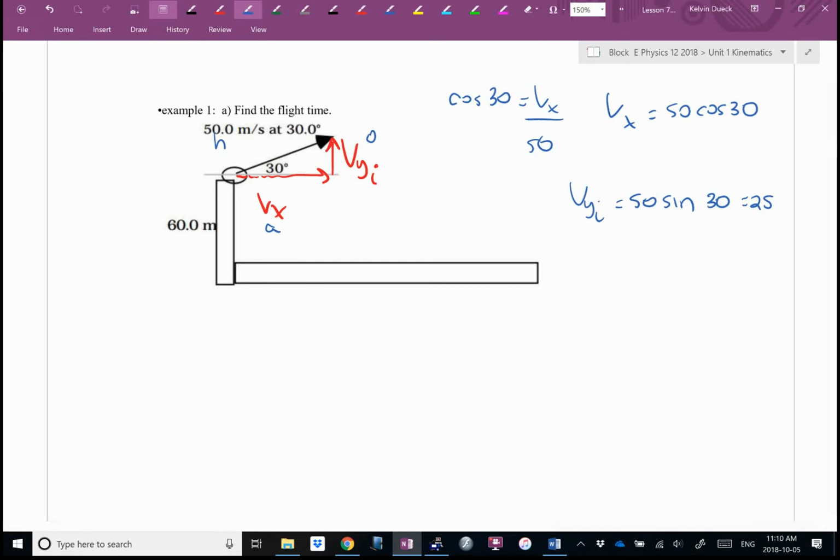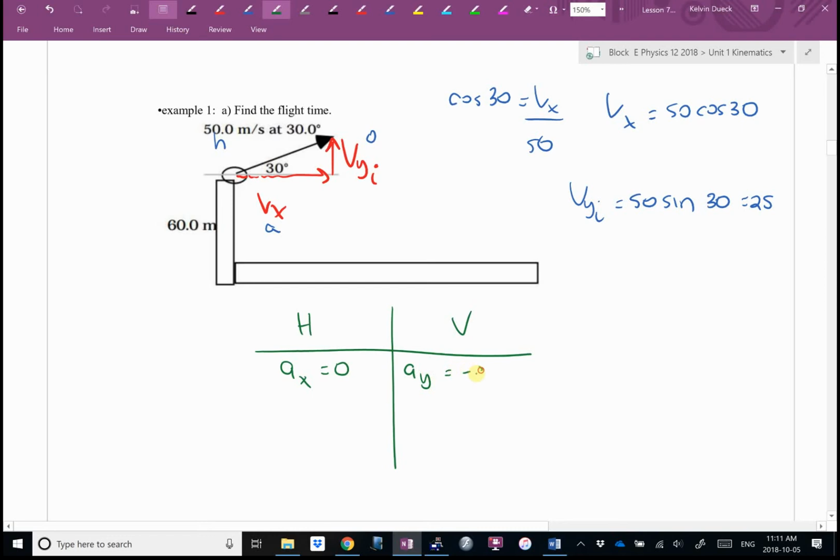Now, is this a projectile? So what tool am I going to bring out? T-table, or T-chart. Horizontal, vertical. Ryan, what are my two no-brainers? Horizontal acceleration is zero. Vertical acceleration is? And I hesitate calling them no-brainers, because you got to know your physics to know that, but hopefully we're at the stage now where we understand enough physics. The rest I'm going to adjust to this question. It looks like Vx is 50 cos 30, whatever the heck that is. Vy initial is 25. Oh, that's 60.